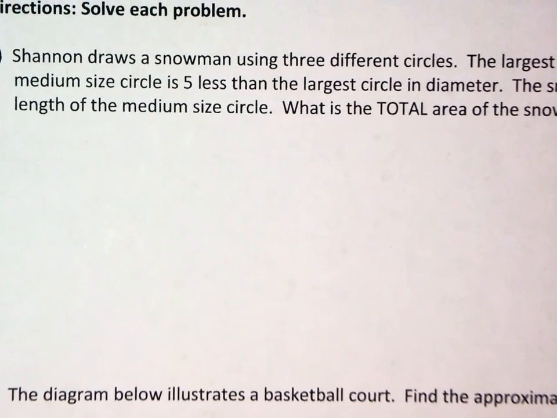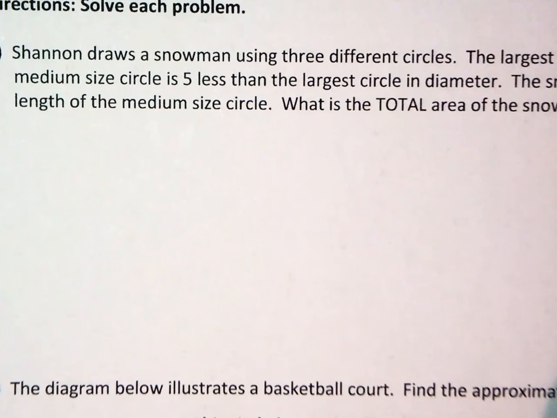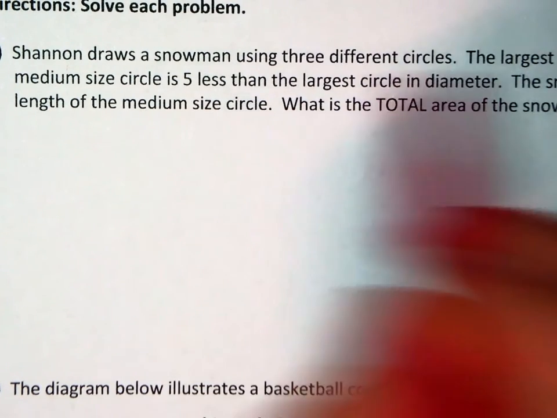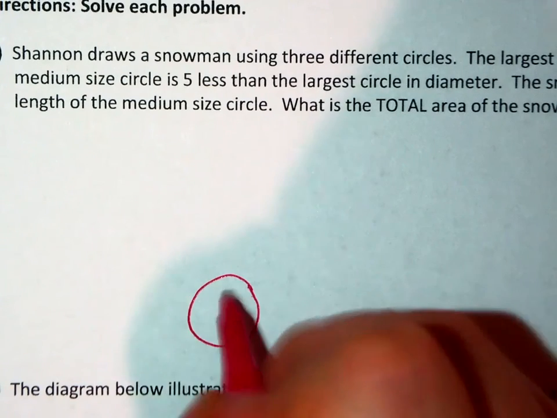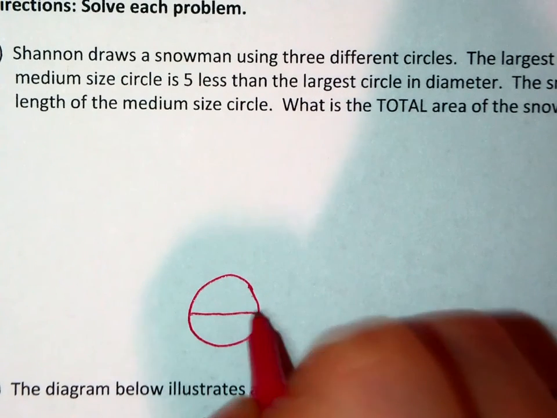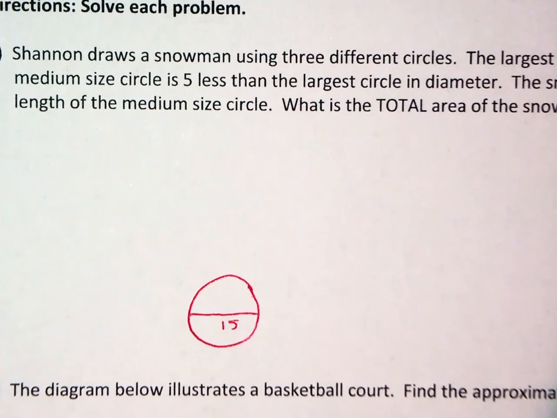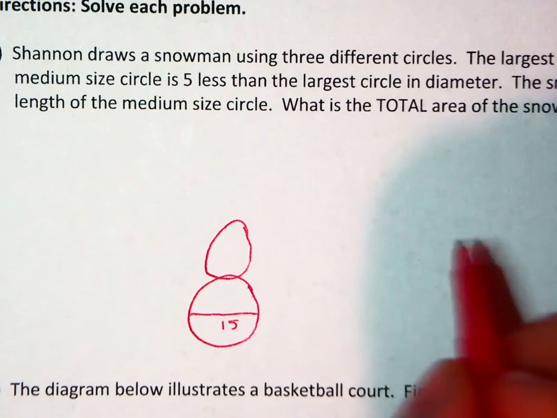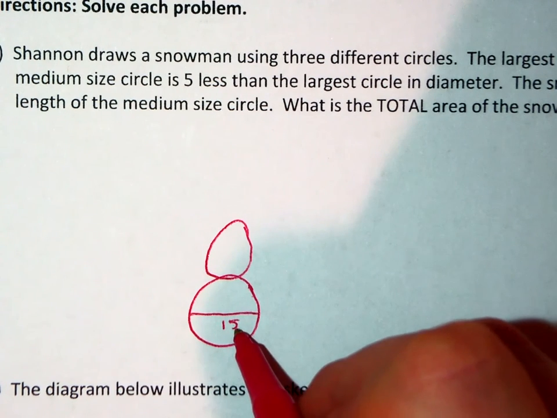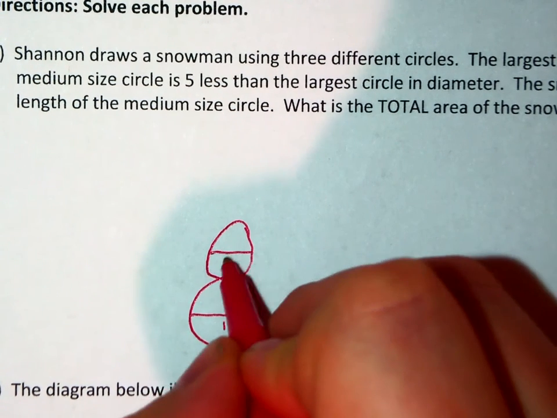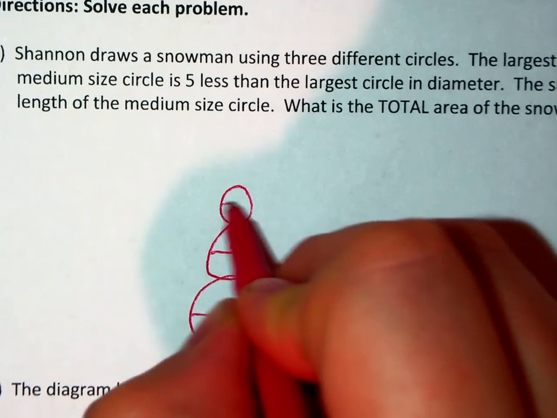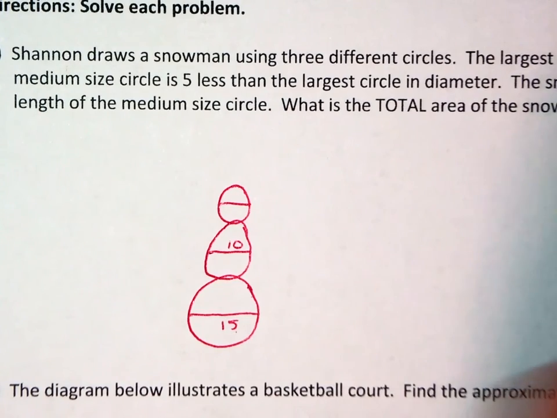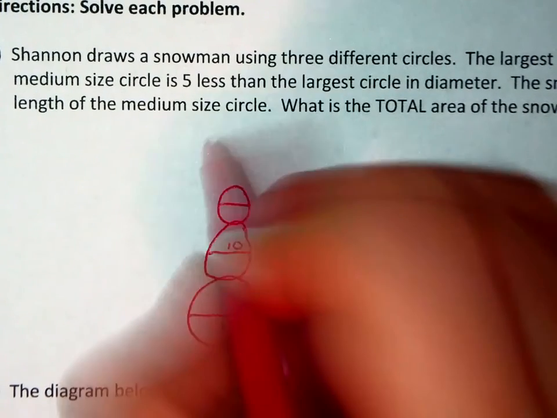I'm not going to solve this problem for you, but I will get it started just to give you an idea of what the problem's asking for. Shannon draws a snowman using 3 circles, so I have 1 circle. The largest circle is 15 inches wide. It has a diameter of 15. The medium circle, so the next one up, is 5 less than the largest circle in diameter. So 15 minus 5, that would make this one 10. The little circle on top is half the size of the medium. Half of 10 is 5.